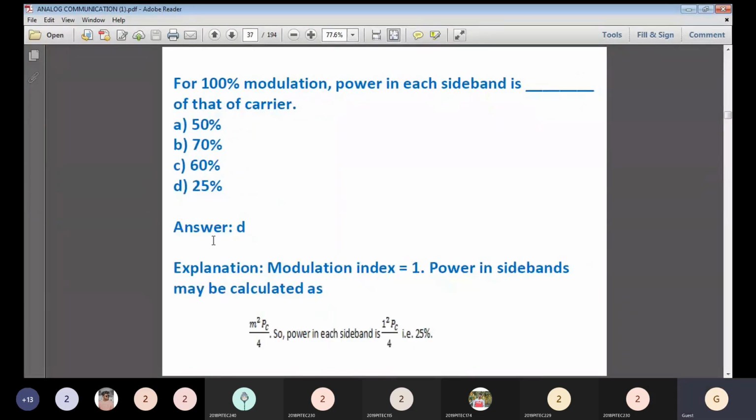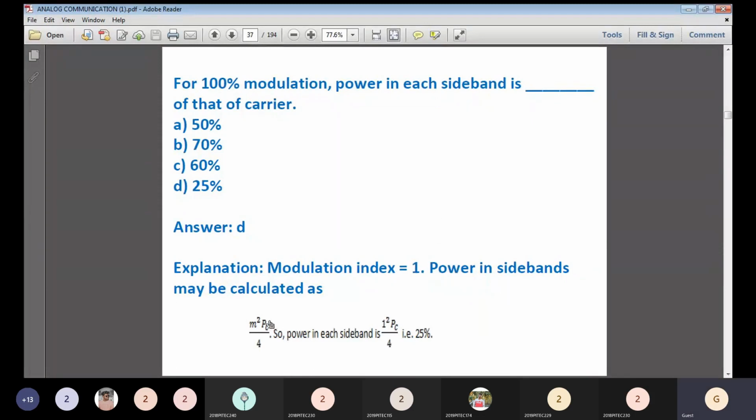Next problem. For 100% modulation, the power in each sideband is dash of that of carrier. Four options are available here: 50, 70, 60 and 25. But for 100% modulation, what is the modulation index value? 1. Critical modulation.